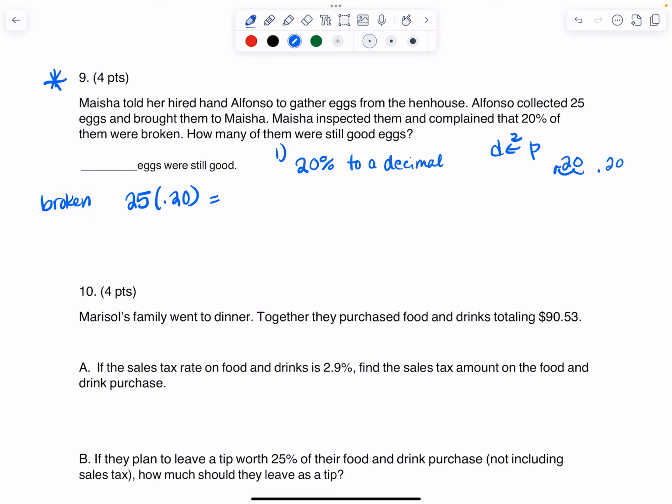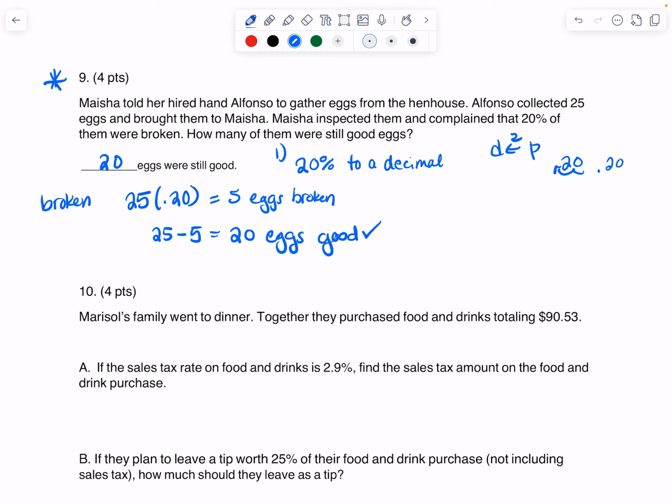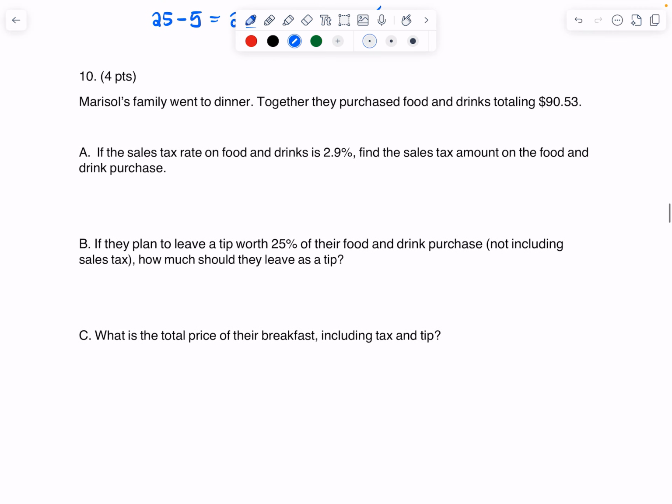Okay, so I'm going to take 0.20 times 25. And when I do that, I get 5. So 5 eggs were broken. I'm going to take the total amount of eggs and subtract off the broken eggs to get 20 eggs that were good. So how many eggs were still good? 20 is the answer.